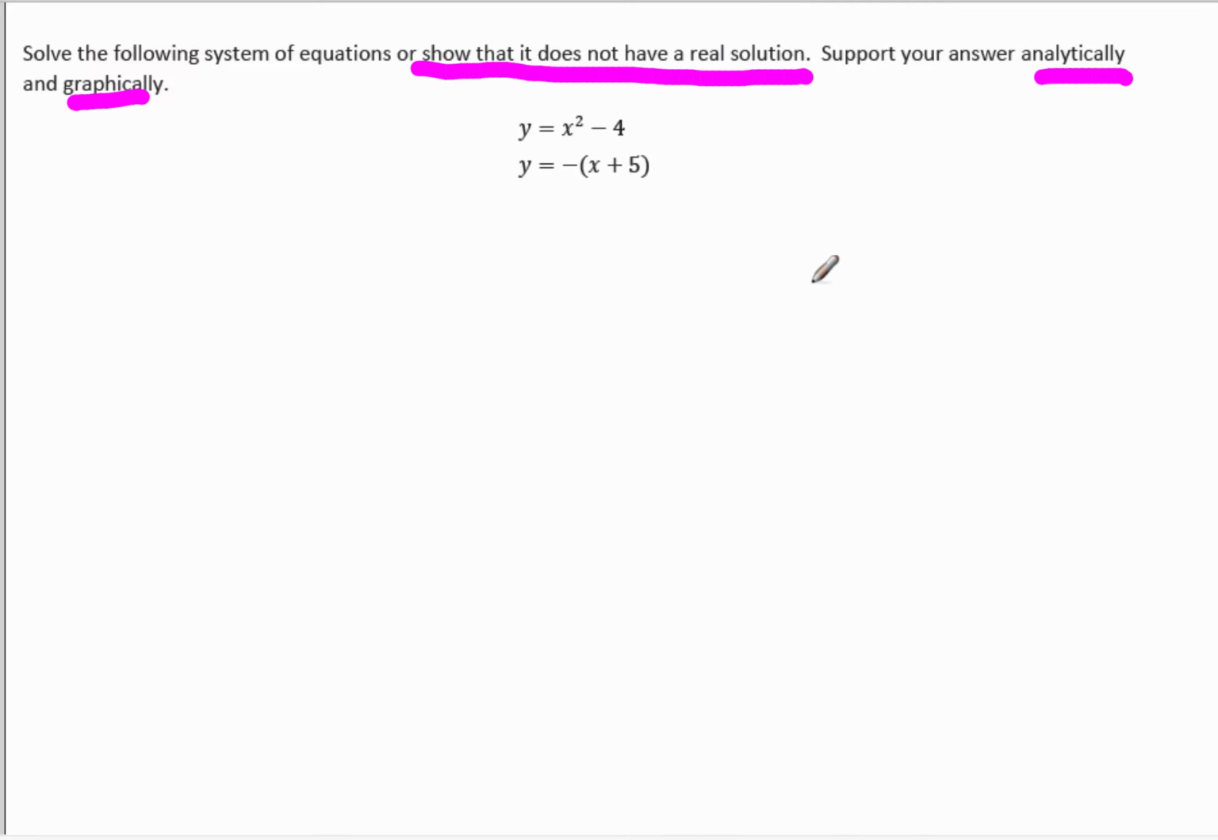Here's lovely Cuomo, Engage New York, Bill Gates, go for it, Common Core, making a conflicted statement. Solve the following systems of equations or show that it does not have a real solution. Here they're giving me an or. I can do one or the other. Support your answer analytically and graphically. Well, guess what, people? One time it says I can solve or graph it, and then now it asks me to graph it and solve it. So let's do both to be on the safe side.